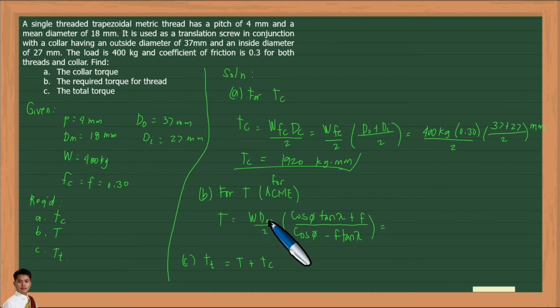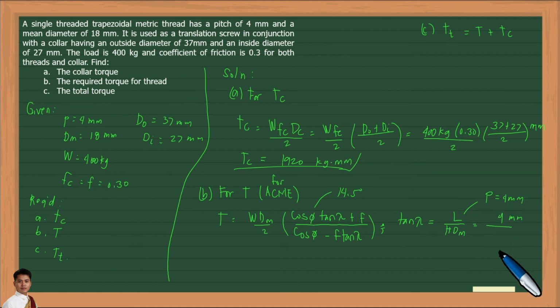Then for letter B, for torque, for acme thread. So ito yung ating formula. D sub M given na, so 18 mm. Then for phi, so that is 14.5 degrees. Okay? So let us solve tangent lambda. Instead na lambda yung solve natin, yun na lang tangent lambda, para mas madali yung pag-solve natin. So yung lead natin dito, pag single thread, yan ay equal sa P. So yung P natin ay 4 mm. And then yung ating mean diameter ay 18. So yung tangent lambda ay equal to 0.0707. Pwede pa nating dagdagan ng decimal places.